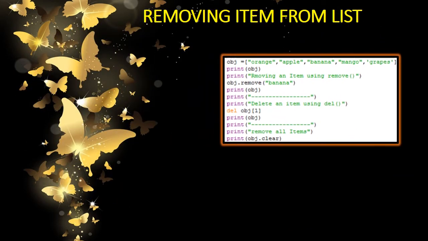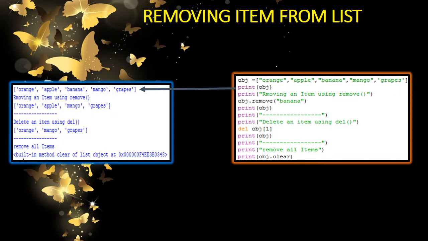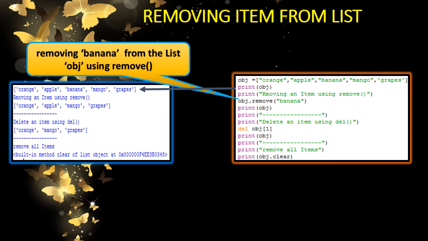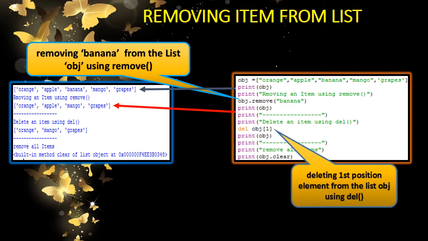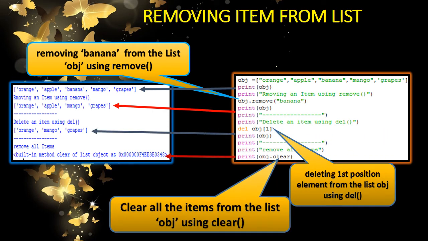Next, we are going to remove items using the remove, del, and pop functions. So the first initial object contains orange, apple, banana, mango, grapes. And banana is removed by using the remove function. And the first position element is removed by using the del function. And clear removes all the elements from the object list.